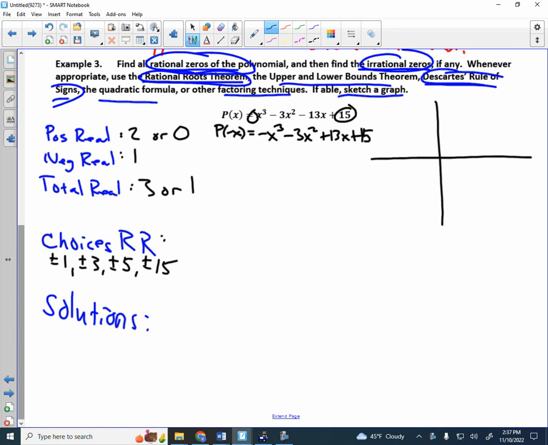1 cubed is 1. Minus 3. Minus 13 plus 15. Does that give for me 0? Yep. 1 minus 3 is negative 2. Negative 2 minus 13 is negative 15 plus 15 is 0. So that means that 1 works. Let's divide it out. 1, negative 3, negative 13, and 15.